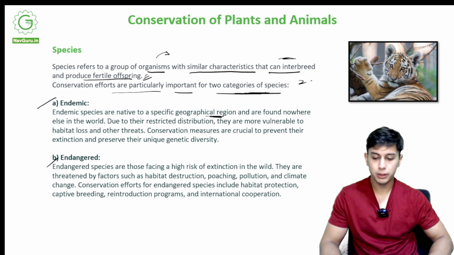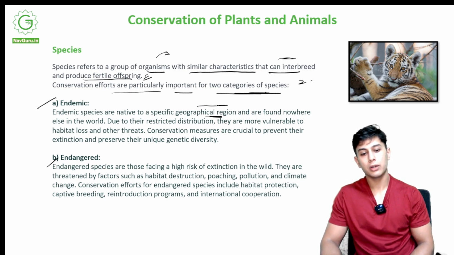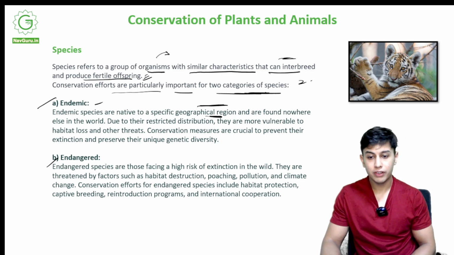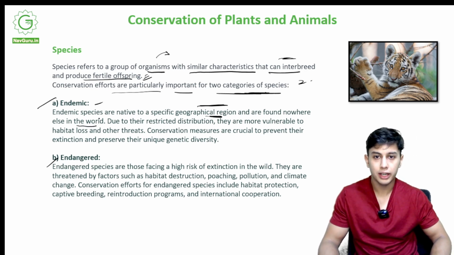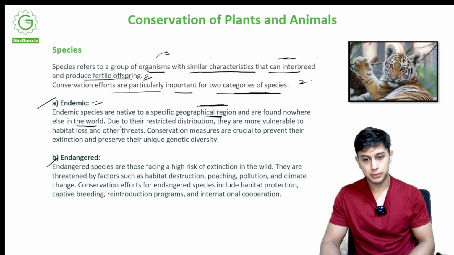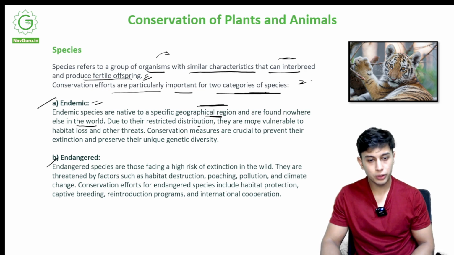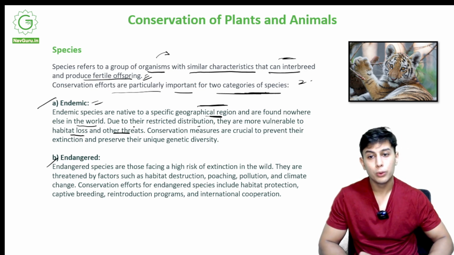So for example, if I have a snow leopard, it will only be found in the snow in the Himalayas. I cannot have it in Rajasthan, right? So that is a species native to a particular geographical condition. Thus we call them endemic and they are found nowhere else in the world. So I will not find a snow leopard near the sea. That is why these are called endemic species. Due to their restricted distribution, they are more vulnerable to habitat loss and other threats. Since they are found in only one place, they are more vulnerable.